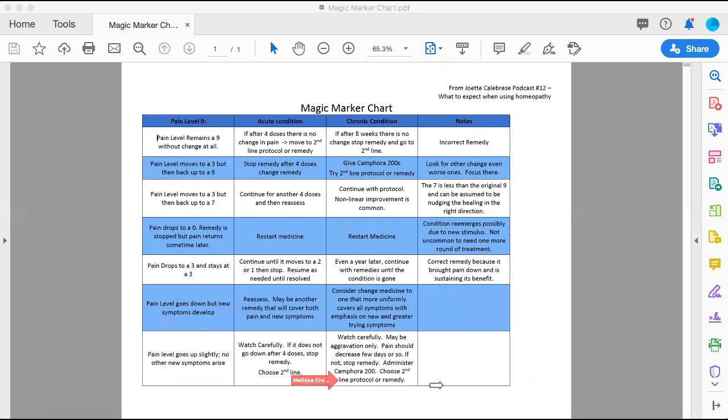Okay, so this is part of my chronic consult that I help you in, but you can do this on your own, and that's why I am showing you this magic marker chart so that you can learn how to do this on your own. That's my goal. You need to know that my goal is to teach you how to take care of yourself and your family on your own.